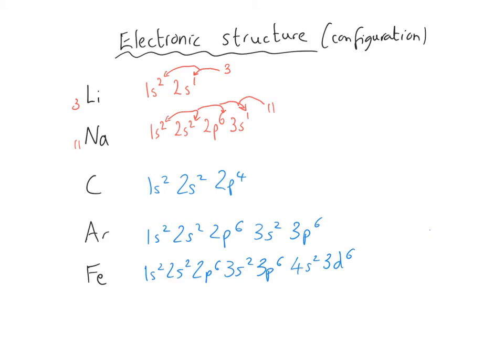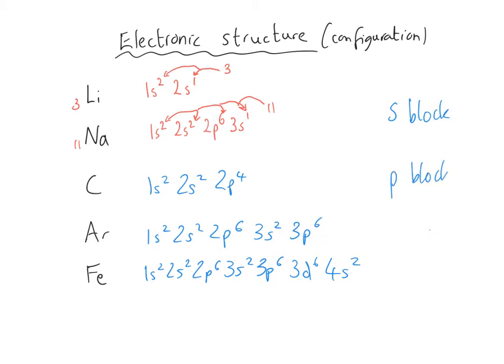Now, even though we fill the 4s before the 3d, what we should really do is not have the 4s first. We should have the 3d6 first and the 4s2, because as soon as they become occupied, the 4s actually gains a little bit of energy, which causes an issue that we're going to come across in just a moment.